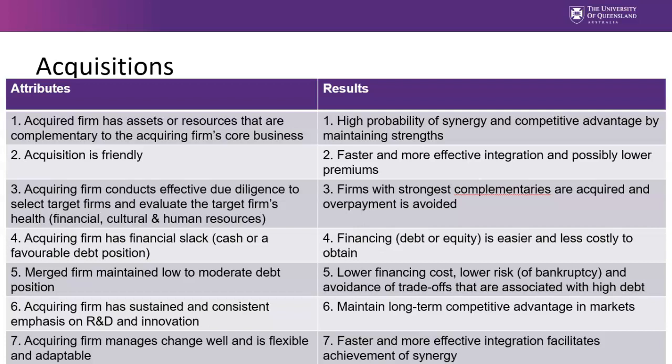So I just put this table in there as well with regard to attributes and some results of different types of acquisitions that may happen. Ideally, like number 2, you want an acquisition to be friendly. When that happens, it makes things a lot easier, okay? It ends up being a lot faster with integrating. Very often, the costs are a bit lower. It's really good if the merged firm has, like number 5 over here, lower debt. In that case, the company that's purchasing or acquiring them has to worry about lower financing costs, and there's lower risk of things like bankruptcies, those kinds of things.